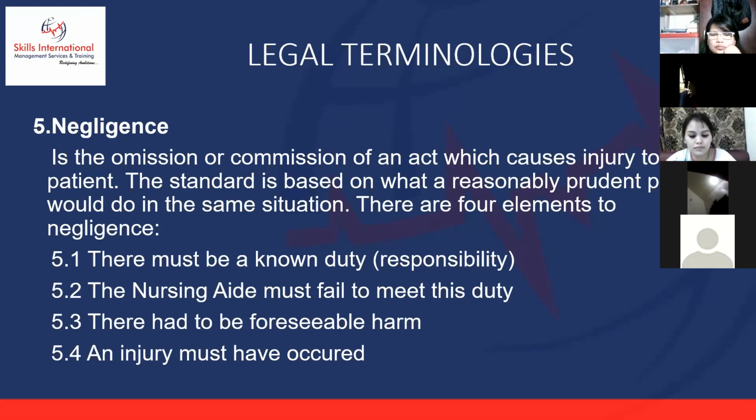Number four, an injury must have occurred. If there is an injury that is supposed to occur, you know that this injury to the patient is going to happen, but you were not able to prevent it. That means you are being negligent, or you are neglecting your duty to prevent the patient from being injured.